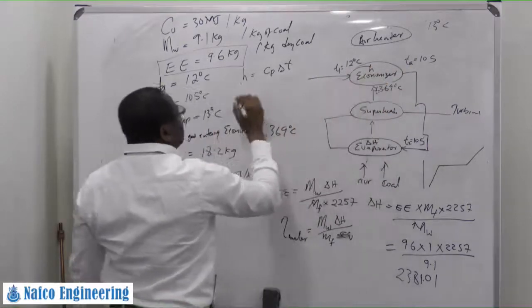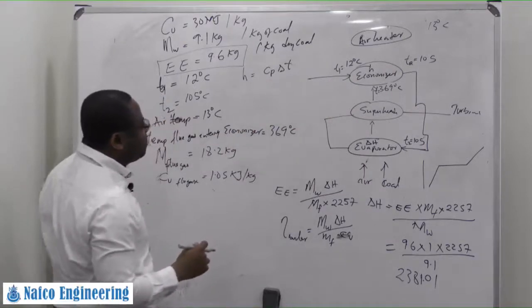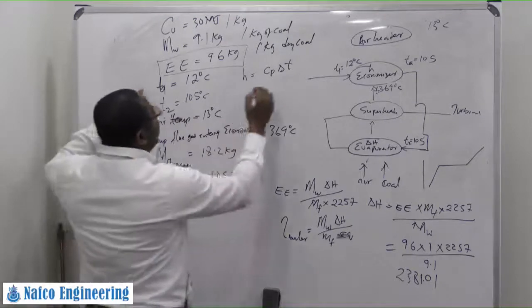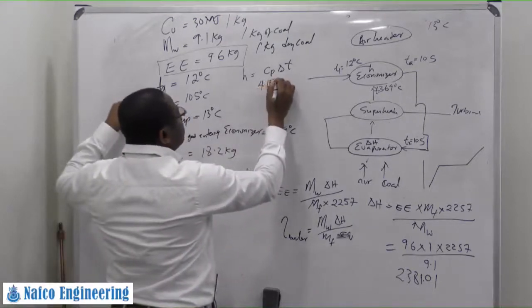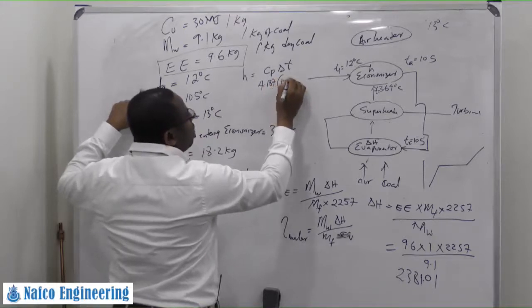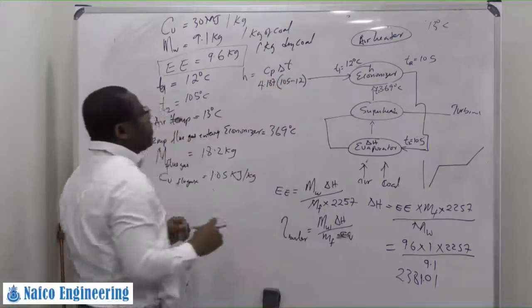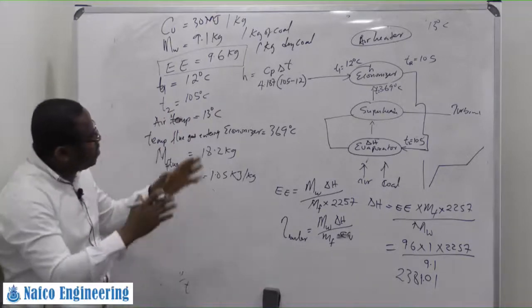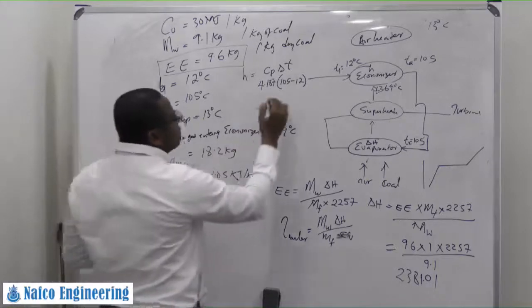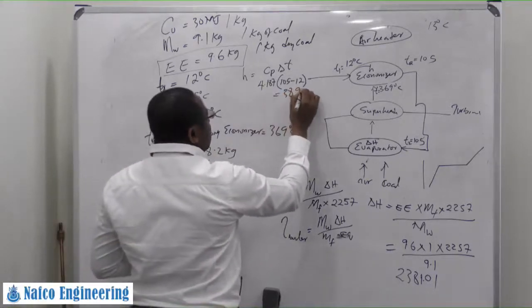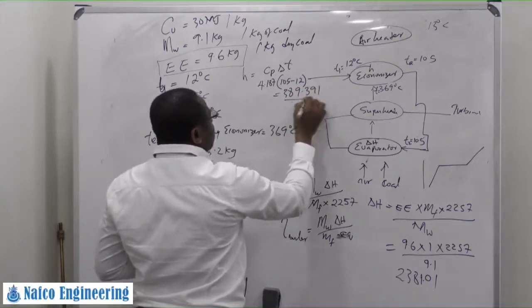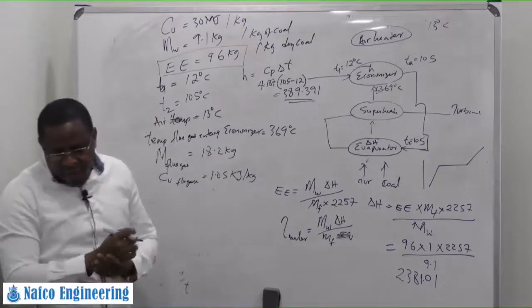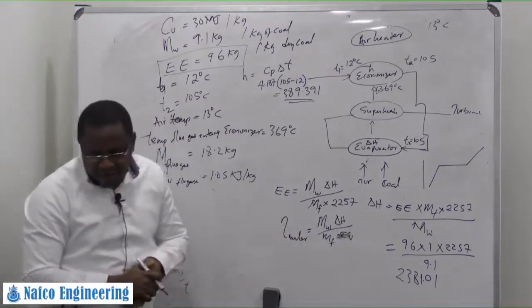What's the Cp of water? 4.187. So 4.187 into 105 minus 12. So that will be 389.391. That is the enthalpy of the economizer.